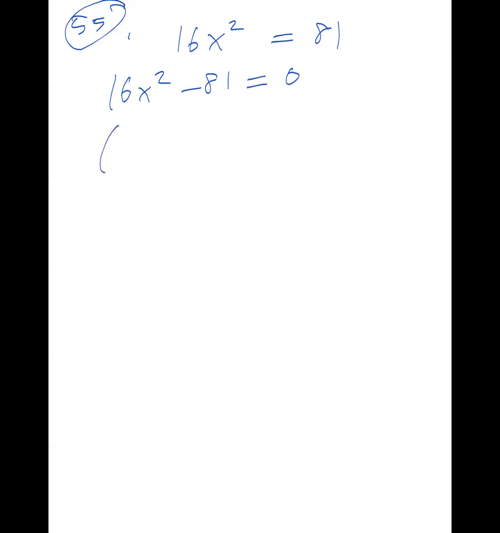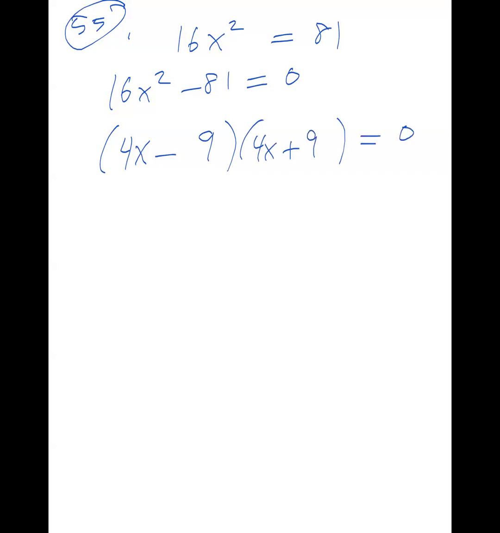So take the square root of a, of the 16x squared, and you'll get what? What's the square root of 16? 4. Square root of x squared is x. Keep the sign from the middle, and then take the square root of the 81, which is 9. And then you multiply it by the conjugate, which is like a plus b instead of a minus b. Boom. And then you solve that.